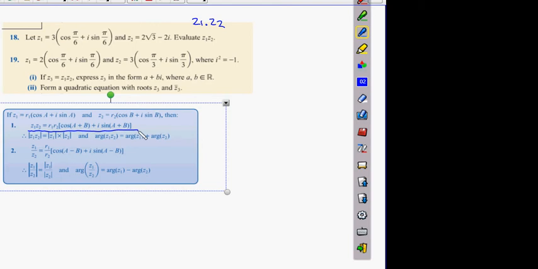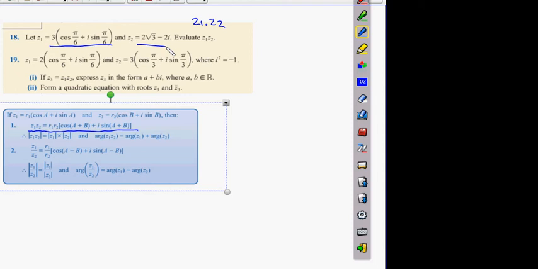Currently, this one here is speaking Japanese because it's in polar form. The other one's in regular rectangular form. They're speaking different languages. So we're going to convert set 2 to speak the same language as the other one, and then we're going to use the formula below.